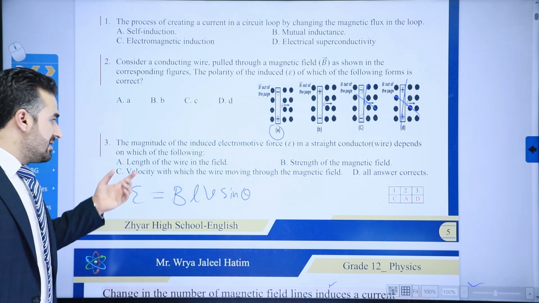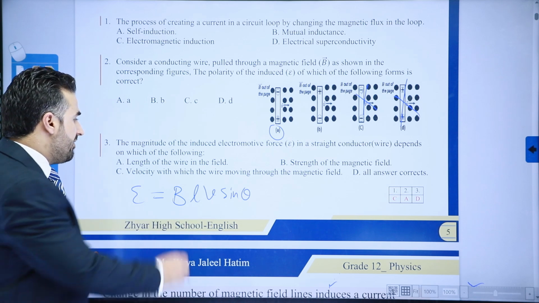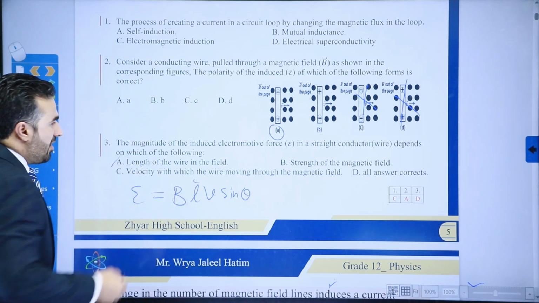So the first one says the length of the wire in the field. Do we have this? Yes, so it depends on this. But what about the other options here?